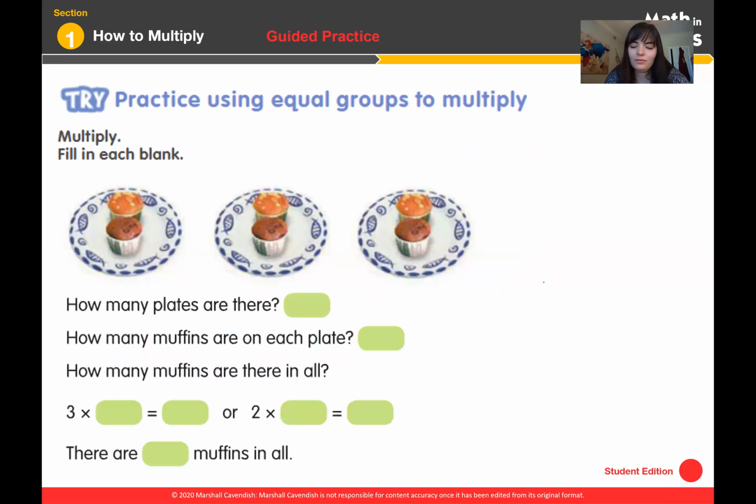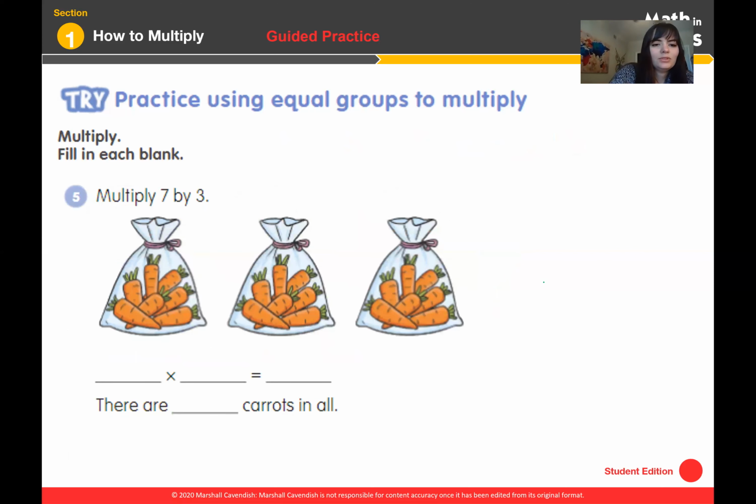We have two more. So let's do this one. Multiply 7 by 3. Be careful. We always do our groups first. And our groups is 1, 2, 3.